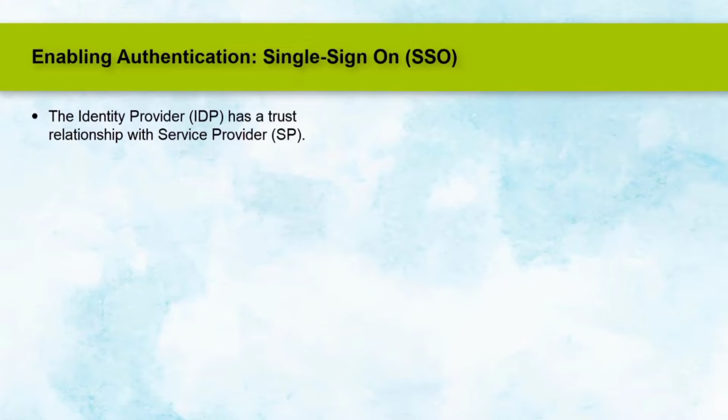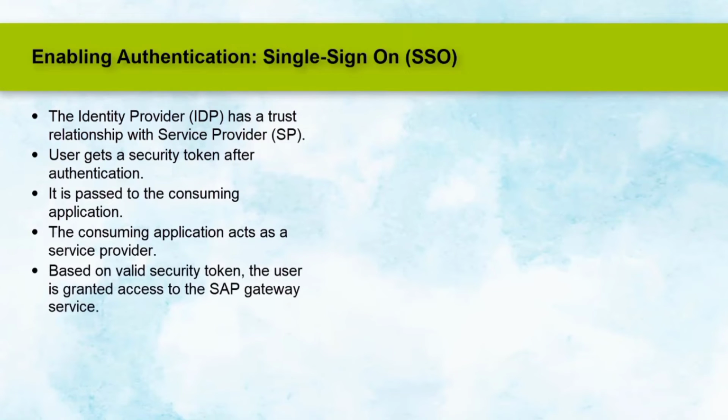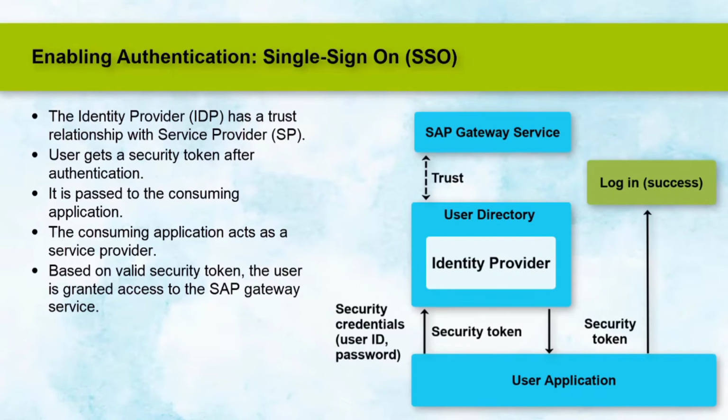The identity provider, IDP, has a trust relationship with the service provider, SP. Based on initial authentication, the user gets a security token. It is passed to the consuming application, which acts as the service provider. Based on the valid security token presented, the user is granted access to the SAP Gateway service.